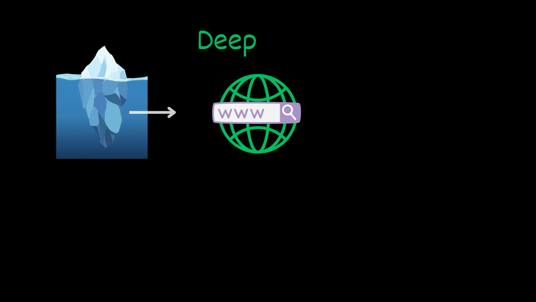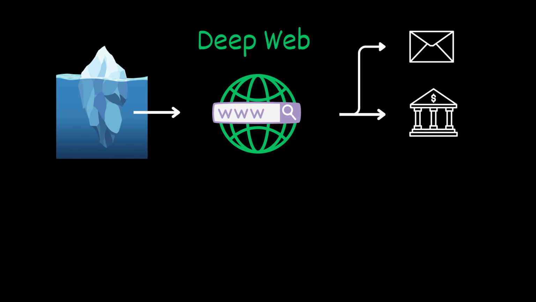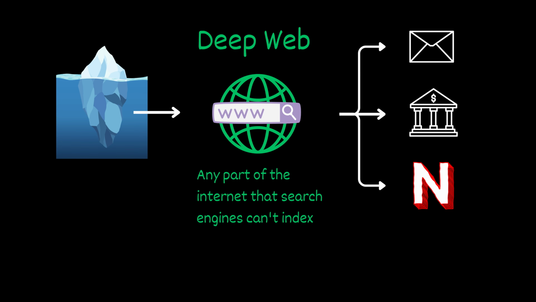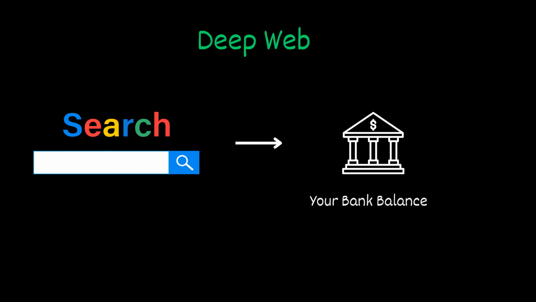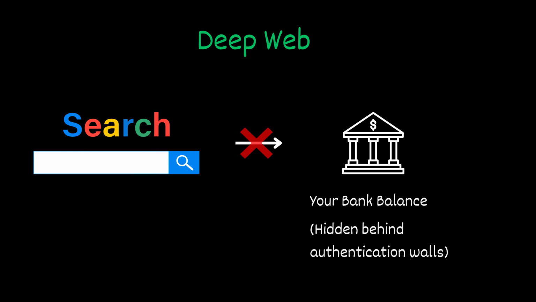Let's start with the biggest misconception. The deep web is not a scary place. In fact, if you've ever checked your email, paid a bill online, or logged into Netflix, you've used the deep web. The deep web is simply any part of the internet that search engines like Google, Bing, or DuckDuckGo cannot index. Google can't show you your neighbor's private Gmail inbox. It can't show you your bank balance. Why? Well, because these pages are hidden behind authentication walls, login forms.